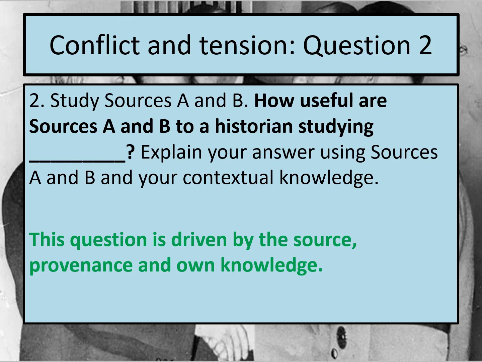So today we're going to have a look at the 12-mark question 2, which is a source question. We haven't looked at this since we looked at the Treaty of Versailles, because we didn't look at this style of question when we did the League of Nations. So this is one where you look at the two sources and you're looking at how useful they are to a historian studying a particular thing, a particular event or issue.